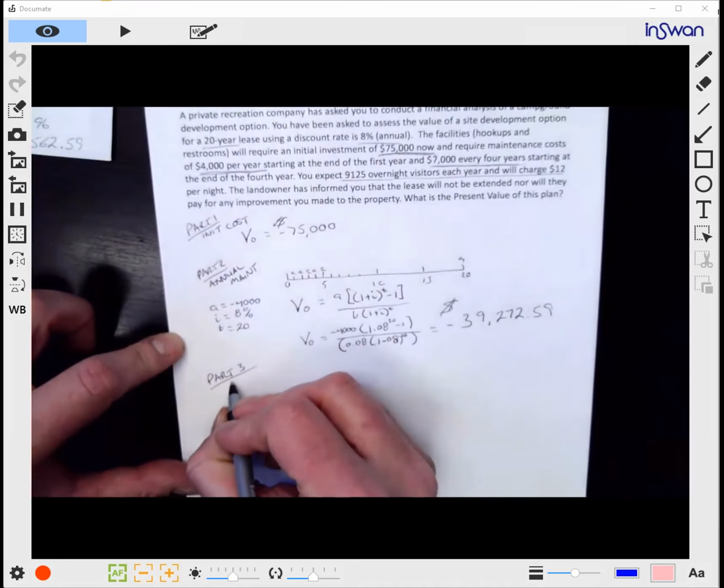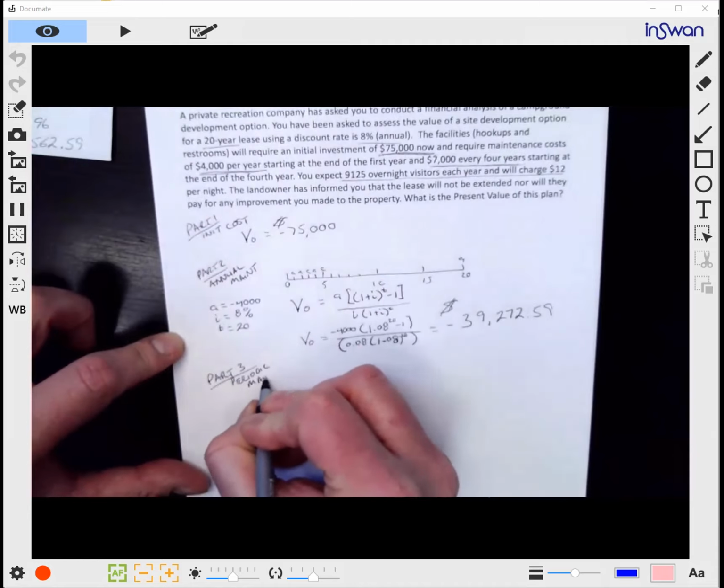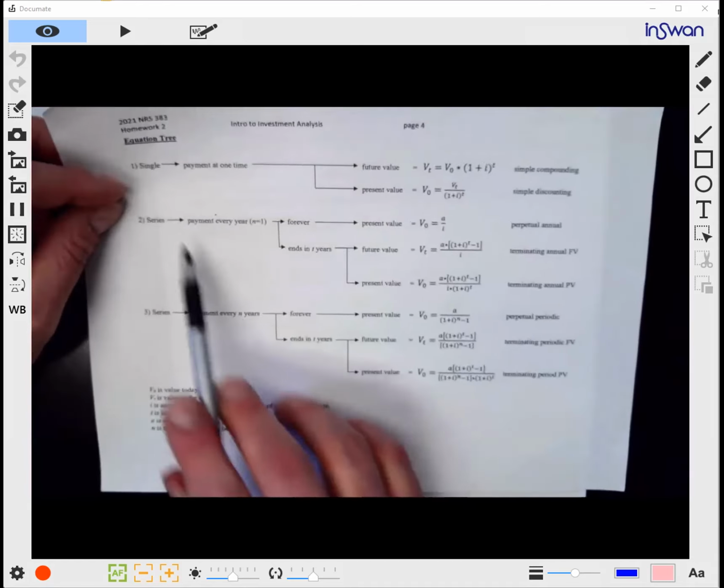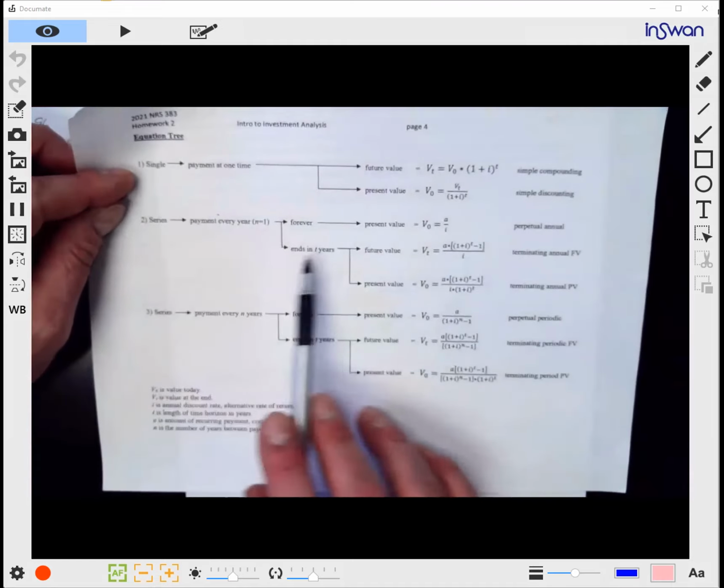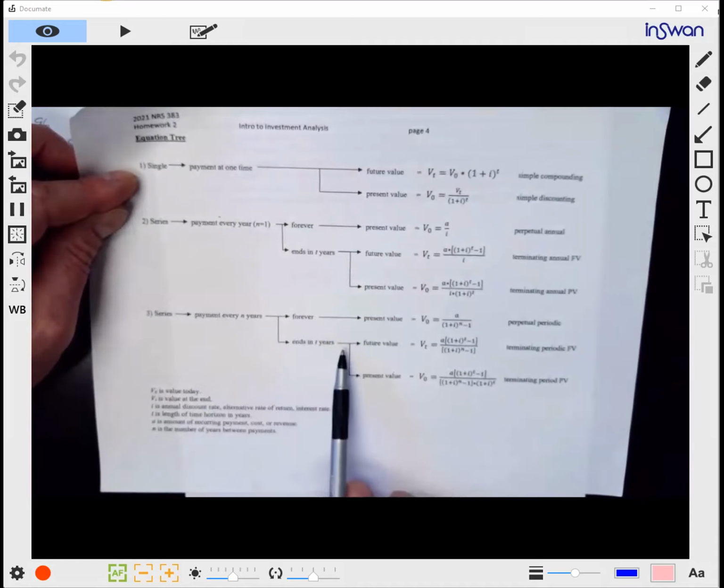So part three is the periodic maintenance. Okay, and so the periodic maintenance is that every 4 years we have to pay $7,000. So not a single payment again, not every year, but every N years. It doesn't go on forever, it ends at 20 years.